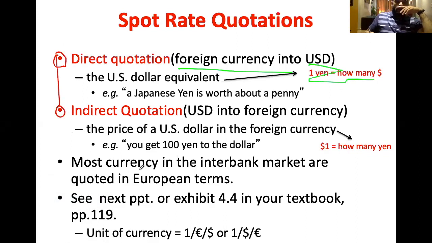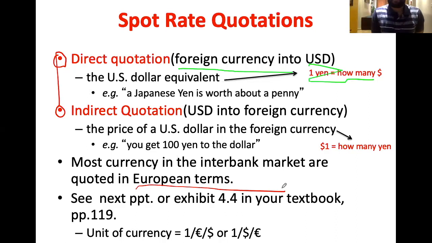Okay, now most currencies in interbank markets are quoted in European terms, as I explained before. Most currencies quoted in European terms means we are using euro to measure the value of that currency. So for example, 1 euro equals how many Vietnam dong? In the interbank transaction, that's the meaning of European terms, right? Not American terms, but we have American terms and European terms. American terms means the value of your currencies in American dollars. And the value of your currencies in European currencies, that's called European terms.